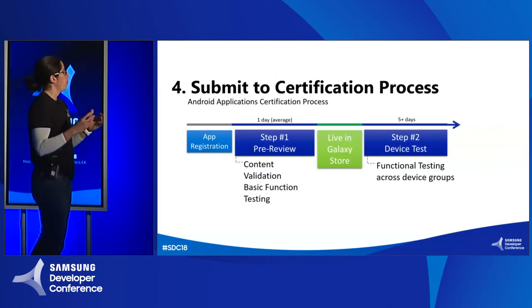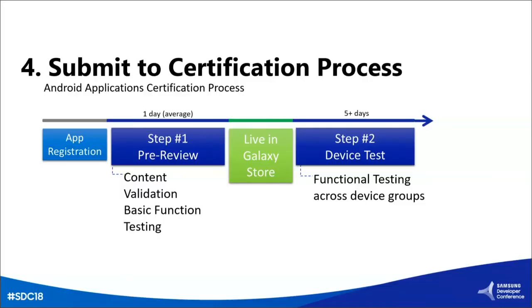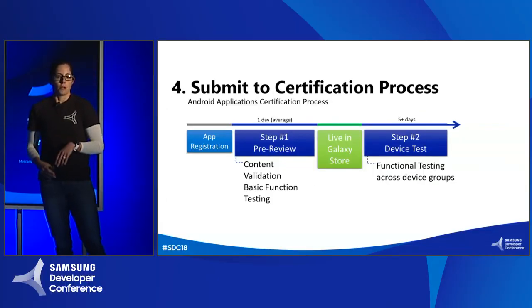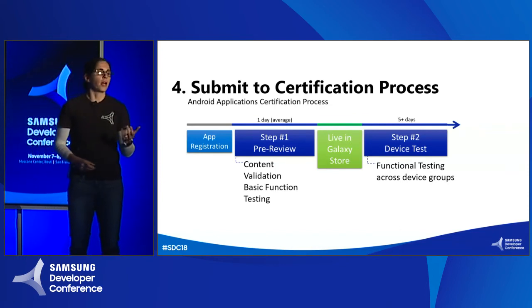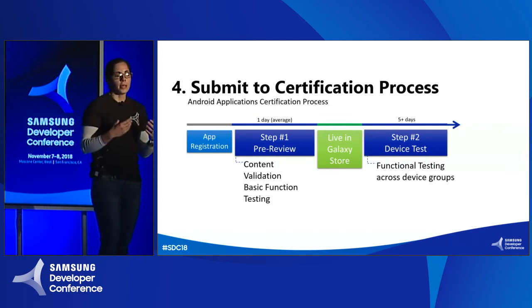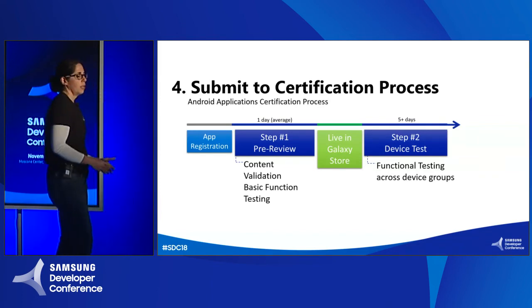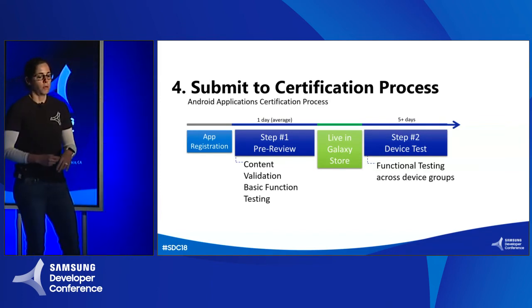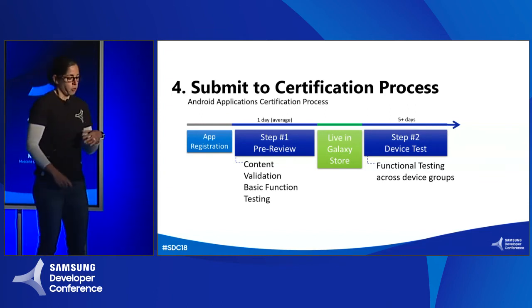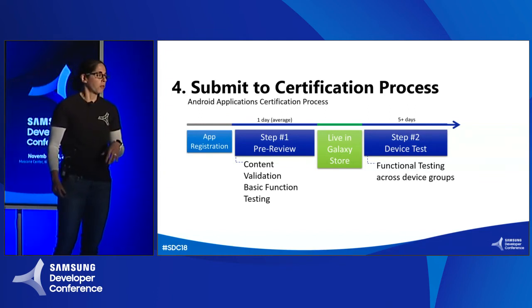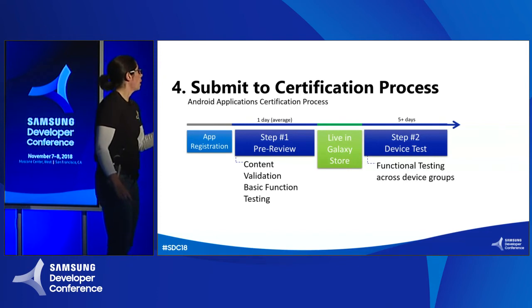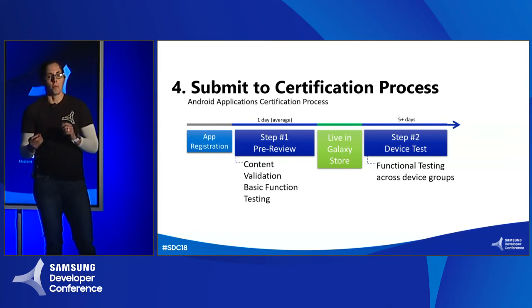Once you're ready with your APK, you have gone through all the closed beta, you're comfortable, it's ready to submit for certification. The certification process for us is very important because we want to make sure that the applications that are in the store are quality content, right? We don't want anything crashing the first time you open it. We want that first user experience to be amazing, that they downloaded something from Galaxy Store, and it's unique content, it's really good quality for them. So the first step will be a pre-review process. Basically, it checks the content validation and basic functionality of the application.